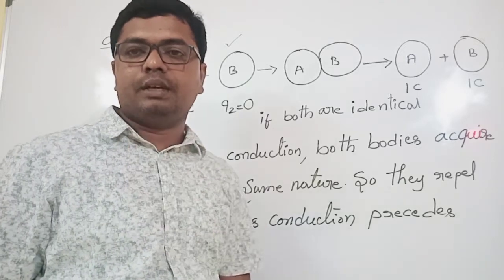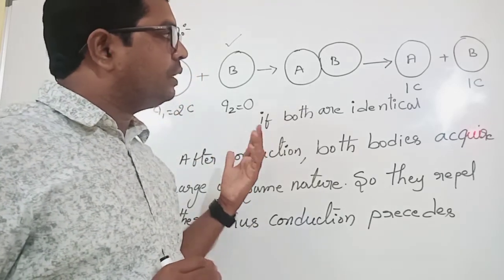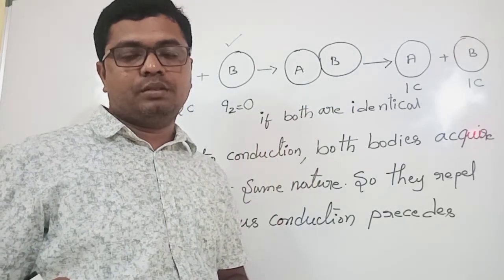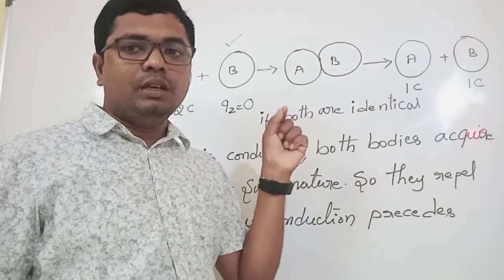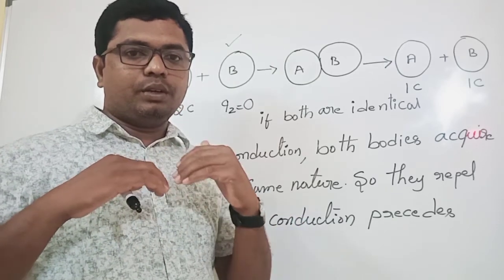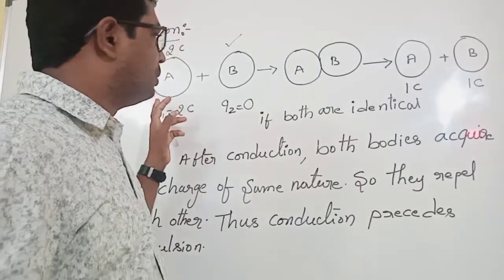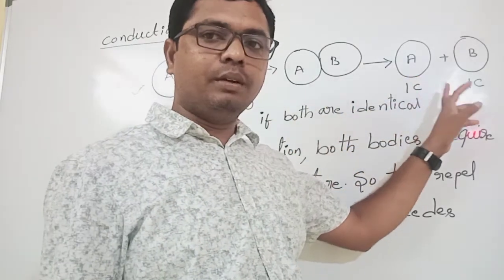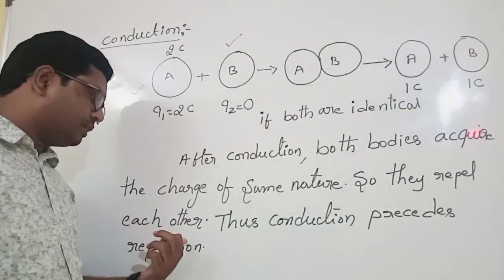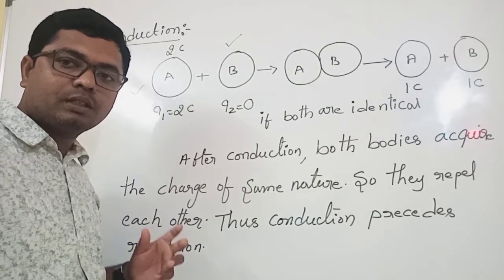If it is conduction, the two bodies, whether identical or non-identical, distribute the charges according to their sizes. But they always acquire charges of equal and the same nature. If the charged body is negative, you again get negative and negative. If the charged body is positive, you again get positive and positive. They always repel each other. That's why we show they repel each other. Thus conduction precedes repulsion. This is about conduction.